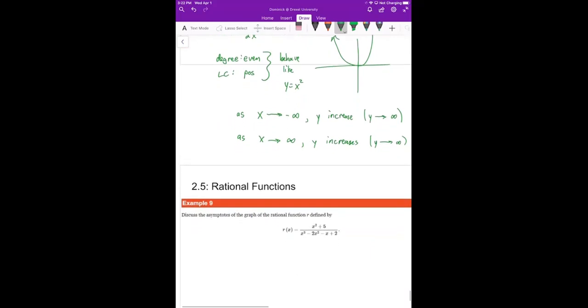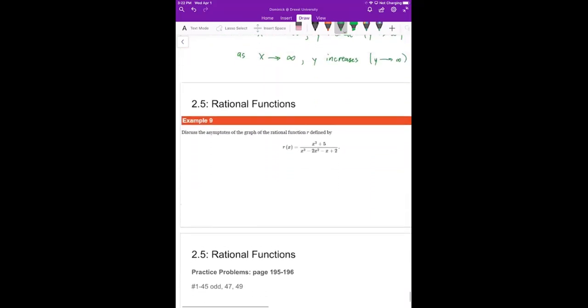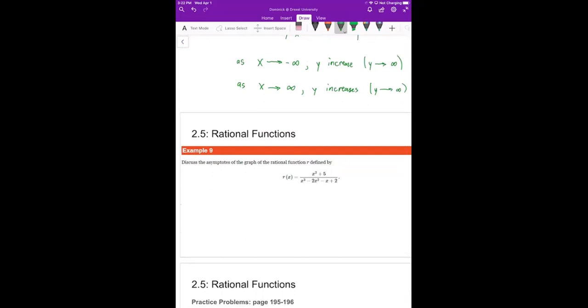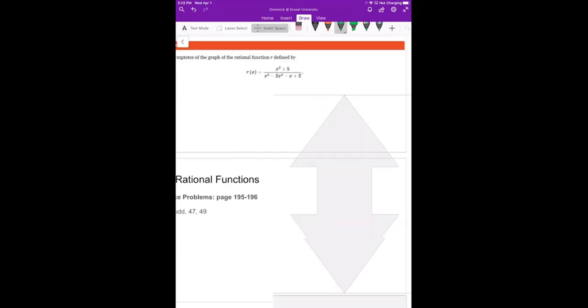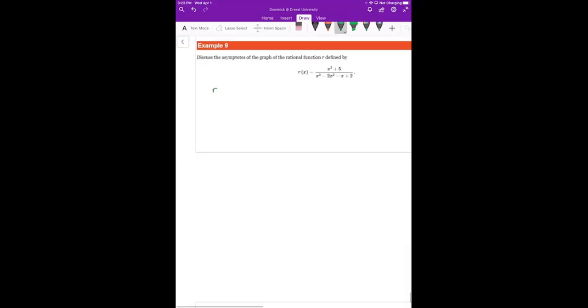Okay, now I think this is the last example, yeah. So here, we want to discuss both types of asymptotes here. All right, so let me give myself a little bit more room. Now, you have a vertical asymptote at any value that would make the bottom 0 that doesn't make the top 0.